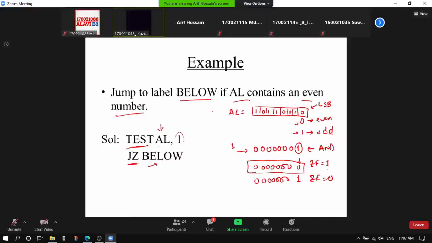All right. So that's what I was saying. So say AL contains any value. I'm actually in my village.